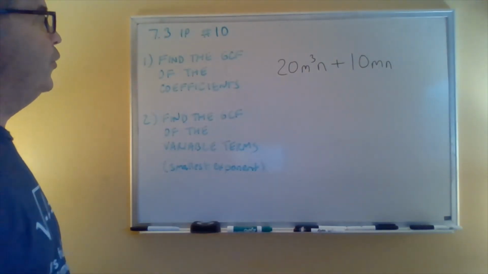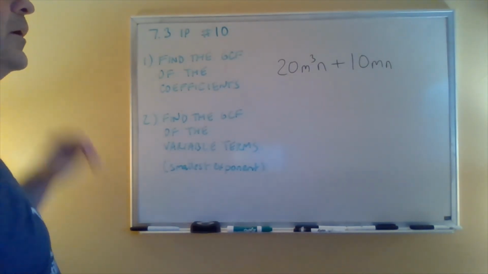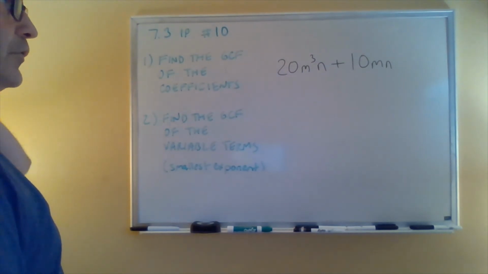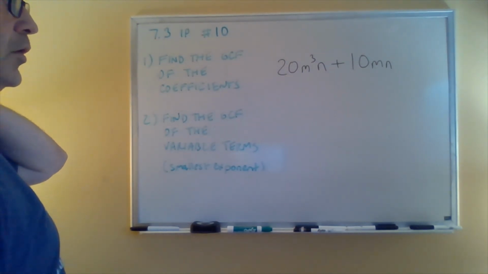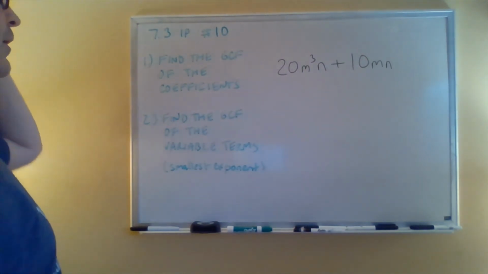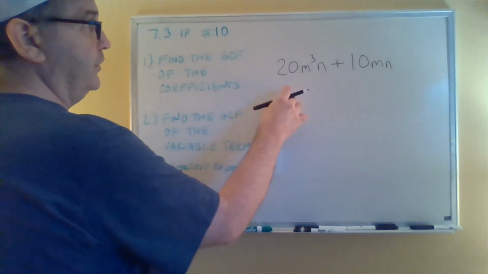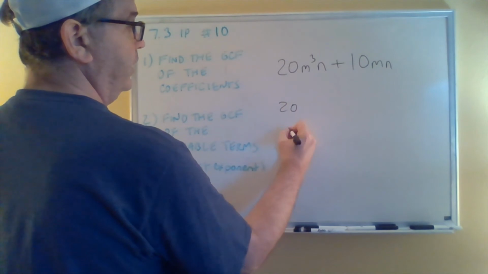Here's our final problem of the homework exercise, and that is number 10, which is 20m cubed n plus 10mn. So we need to find the greatest common factor of this expression. We'll start with the coefficients. We have 20 and 10.